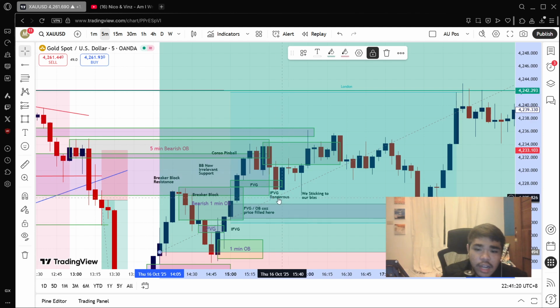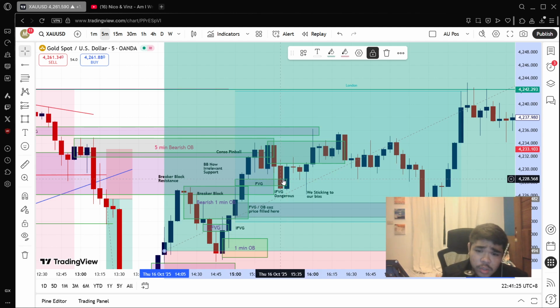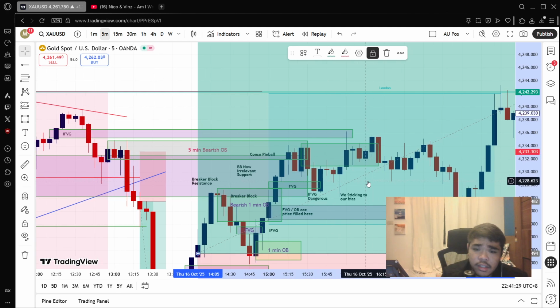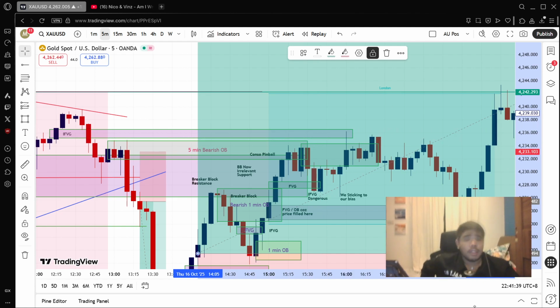So I said right here, IFVG dangerous, but we're sticking to our bias. So what happened here? Price retracted back again and then hit this IFVG, which is a support. As you can see, as price tries to move higher, it got rejected because of this support, or rather resistance right there, because of that IFVG. And now there was an order block right here, because of the upwards movement before this mini downwards movement. So that is now a bearish order block.